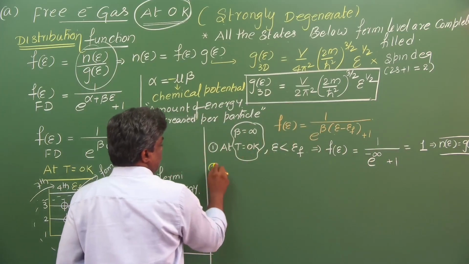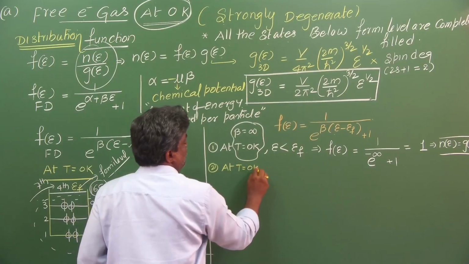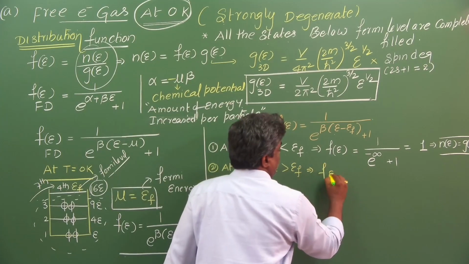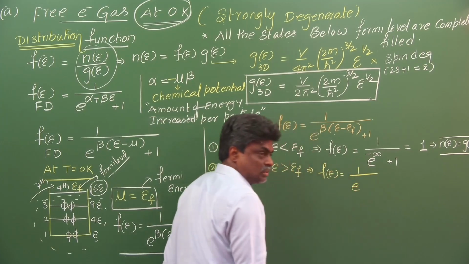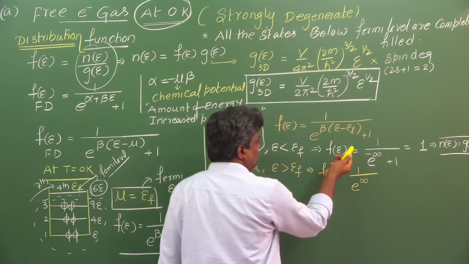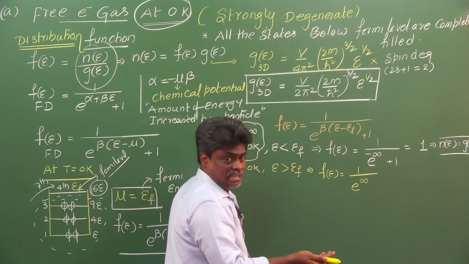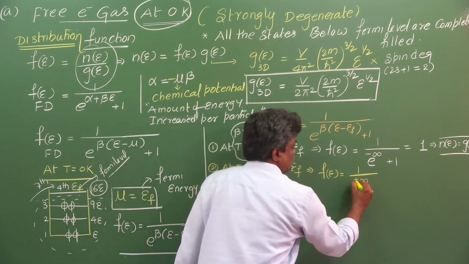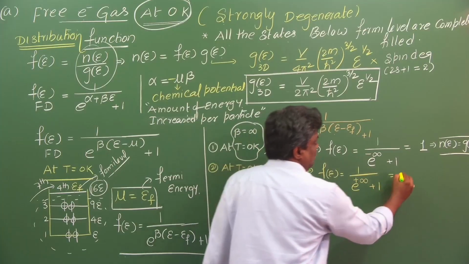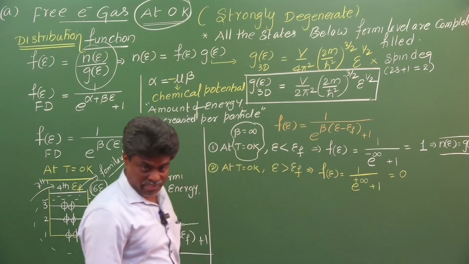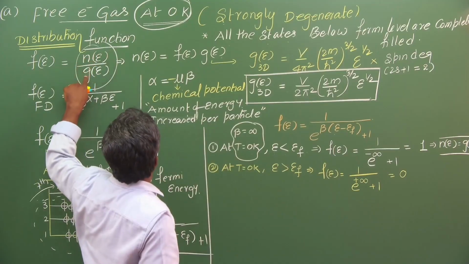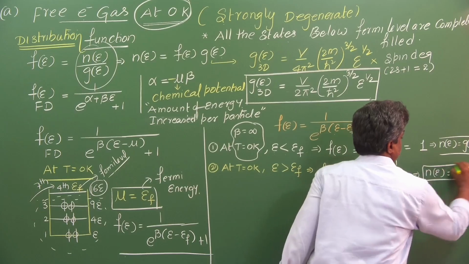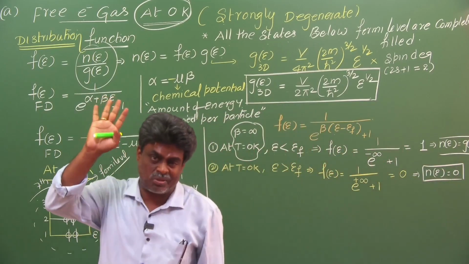Next, the second one. Same, at T equal to 0 Kelvin. Now I am taking E greater than EF. Ready? F of E equal to 1 by e raised to beta (E minus EF) plus 1. E minus EF is positive, so it is 1 by infinity, which is 0. Now tell me, N of E by G of E equal to 0. That implies N of E equal to 0. Infinite number of states will be there.